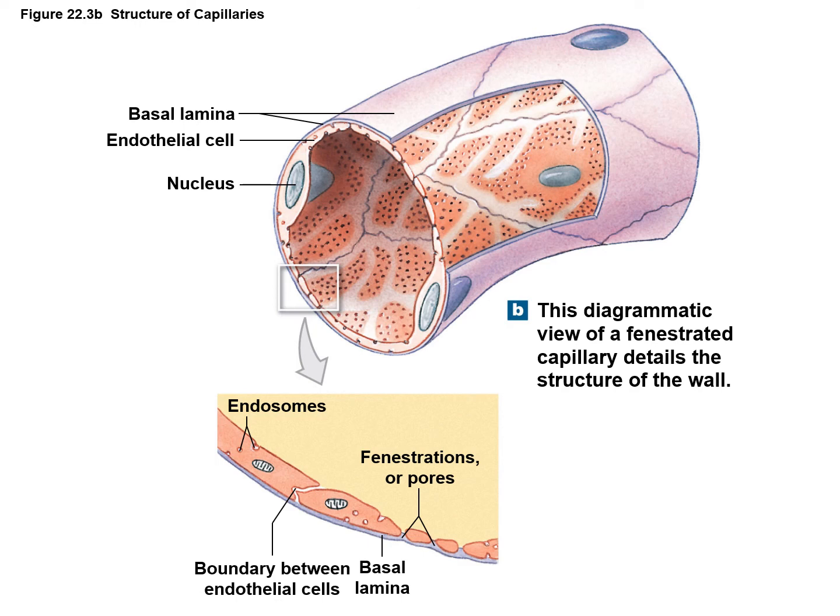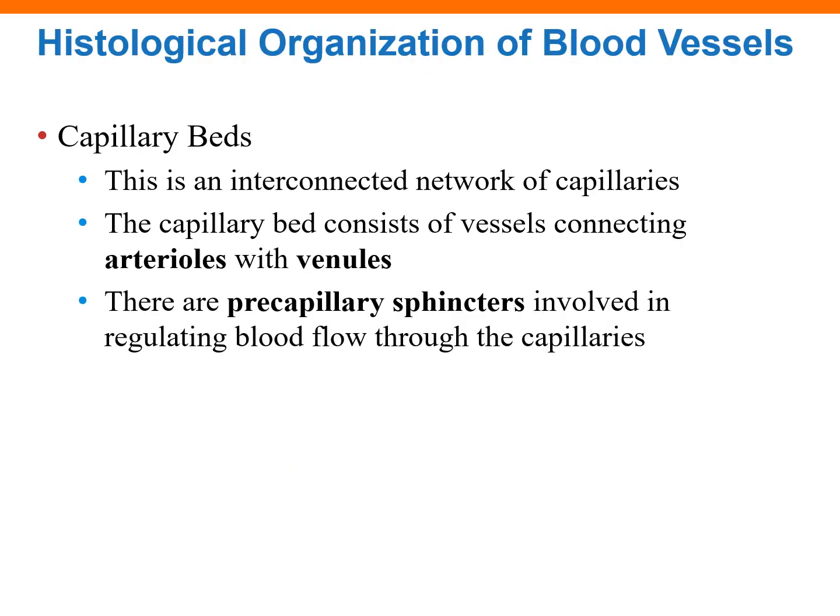If we zoom in, we can actually see that there's going to be exchange that occurs through the endothelial wall, but if it's a fenestrated capillary, it's also going to have these openings or pores that would allow for larger overall exchange. This is going to be seen in different areas like the liver, things like that, where more exchange is necessary.